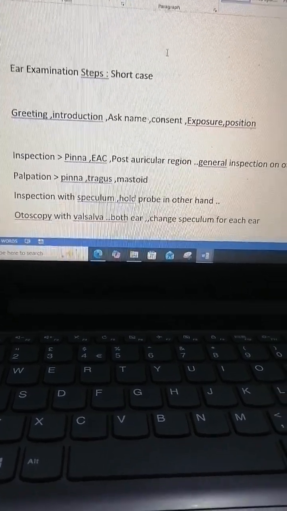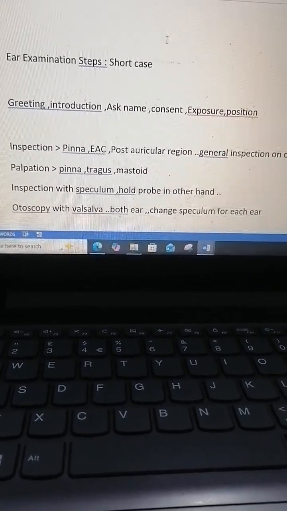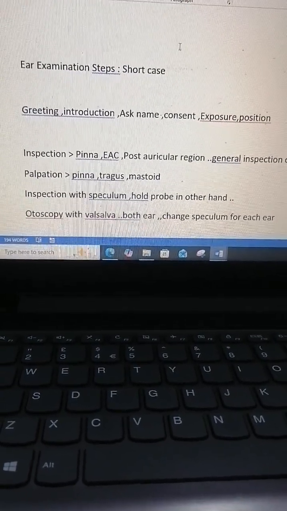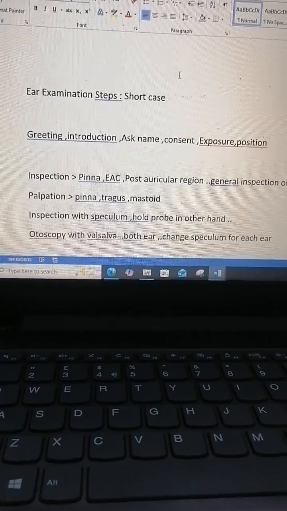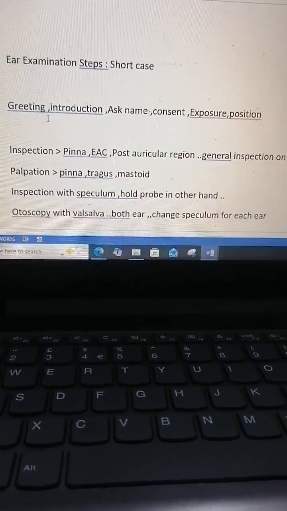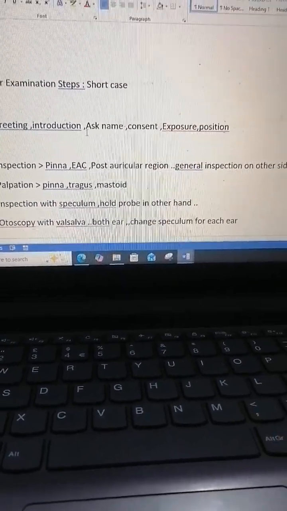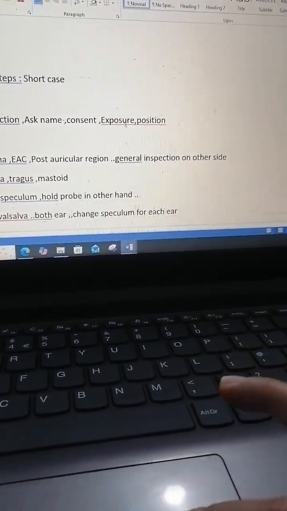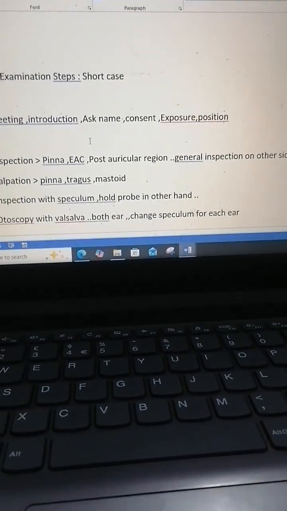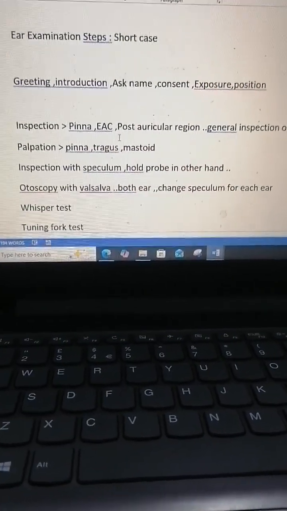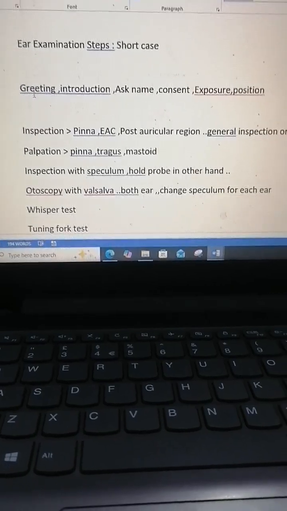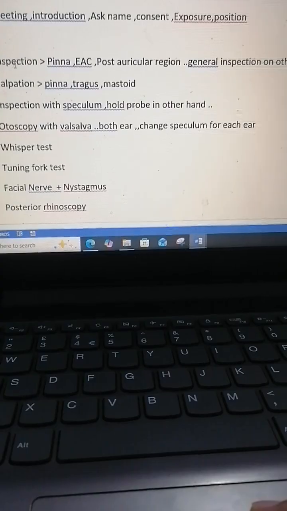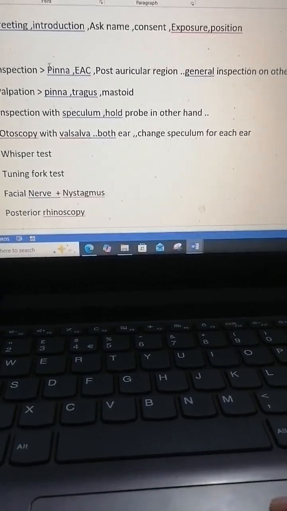Today we will discuss ear examination steps according to short case. So when the examiner asks you to examine the right ear, you start with greeting and then you will introduce yourself, ask name and take consent and make proper exposure and position of the patient, as these are the mandatory steps in every examination. Next, as you all know, start with the inspection of the ear.